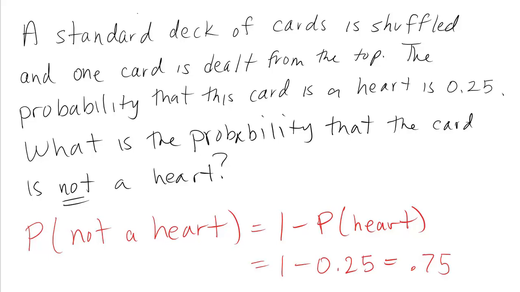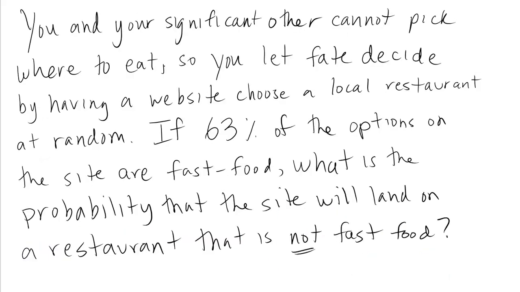We've done so many examples with the classical approach to probability that you think of probabilities as being fractions, but you can be given a decimal or a percent, which is what I did in the next example. Maybe this scenario is something you can relate to. You and your significant other can't pick where to eat, so you let fate decide by having a website choose a local restaurant at random.